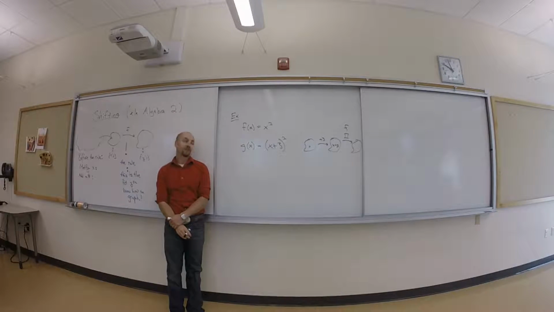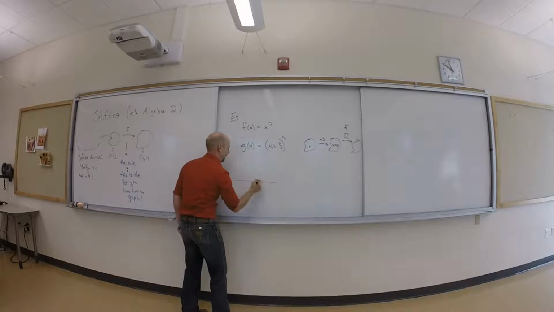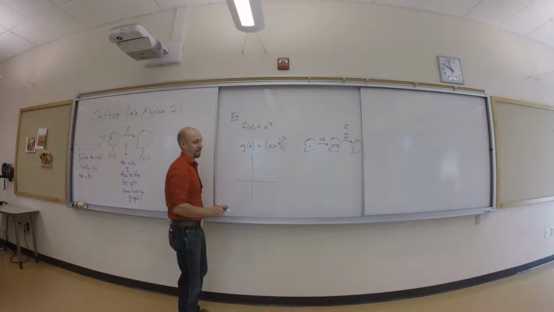Okay. Can you guys all tell me where the vertex for this thing is now? You guys remember that word? Yeah, it should be like 0 minus 3, 0. At 3?